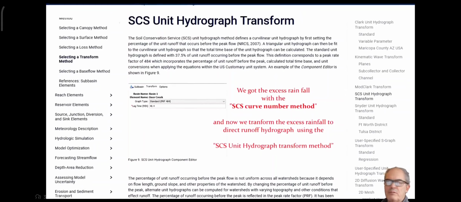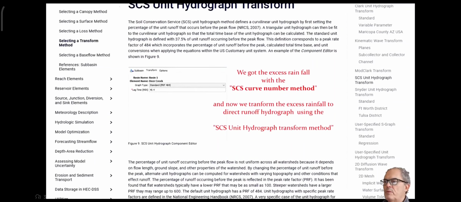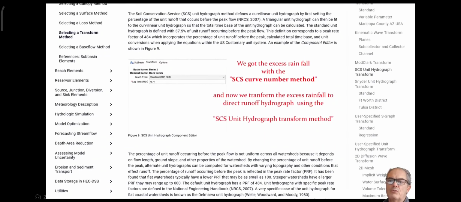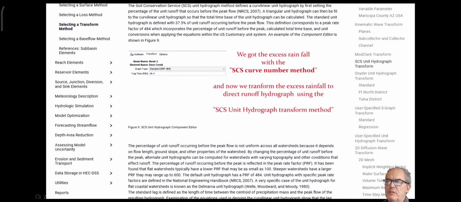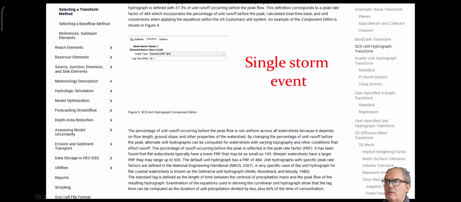We got the excess rainfall with the SCS curve number method, and now we transform the excess rainfall to direct runoff hydrograph using the SCS unit hydrograph transform method. This method is designed for a single storm event.